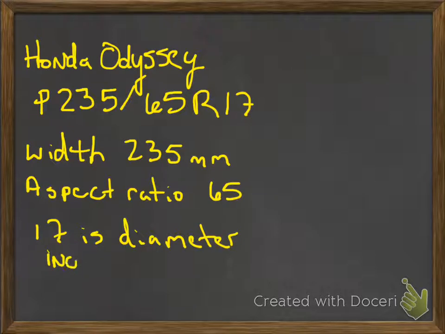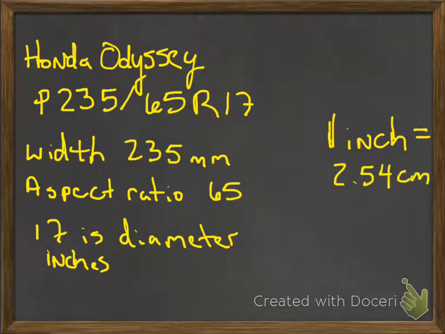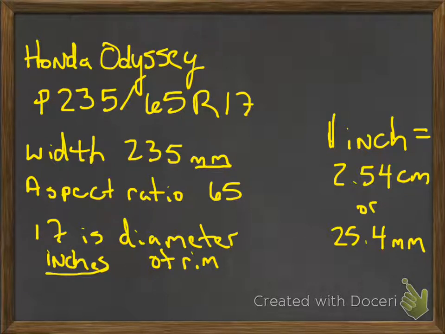So you can see here, I'm trying to explain this a little bit further, that the width is 235 millimeters. That's what the 235 is. The aspect ratio is 65, which we'll explain a little bit more later. And the diameter of the rim is 17 inches. Now, we also need to notice here that they're talking about millimeters and inches. So you're probably going to have to do some conversions, or convert it back to inches, so everything's in one unit. So keep in mind that 1 inch equals 2.54 centimeters, or 25.4 millimeters. Okay, so those are some things to kind of remember there.